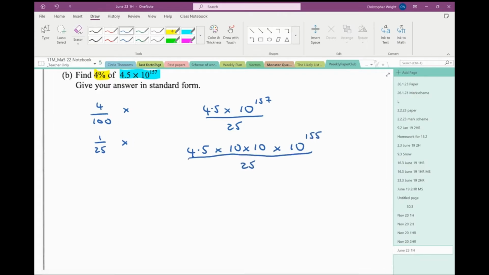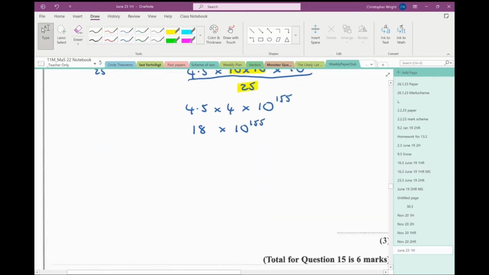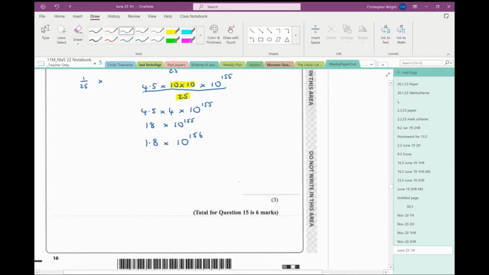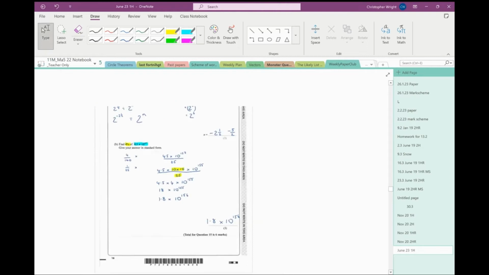And now the 25 will divide into the 100 4 times. So I'm left with 4.5 times 4 times 10 to the power of 155. Well, 4.5 times 4 is easy enough. 18 times 10 to the power of 155. Now I must give my answer in standard form. So I'm dividing that one by 10, so I'm going to multiply this one by 10. So my answer is 1.8 times 10 to the power of 156. Okay, that is my solution.